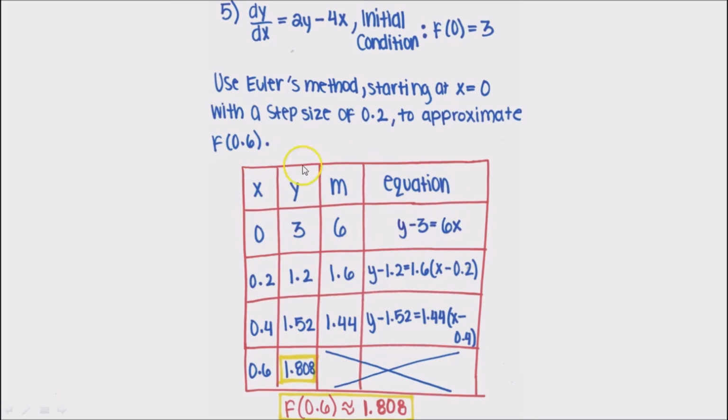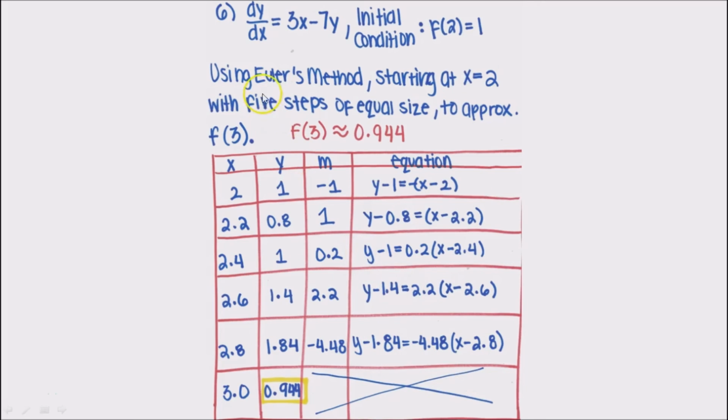And in both 5 and 6, I have used a table, as you can see. This might be a useful computation method for some people. It's just organized and neat. So I have x, y, m, and then the tangent line equation. But of course, after 3 steps, once I get to 0.6, I won't need m or the equation anymore, so I just cross that out. And so approximating using Euler's method, we get that f of 0.6 is about 1.808.